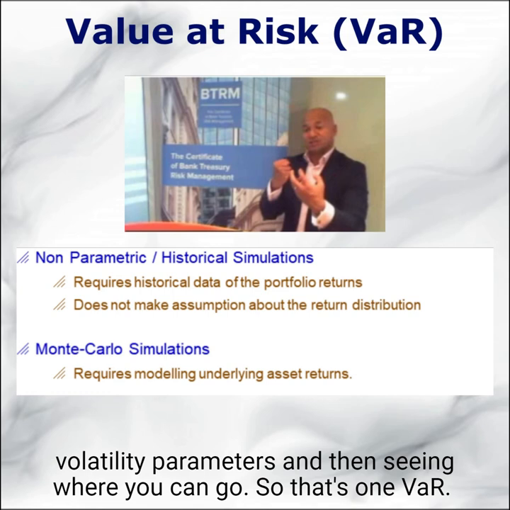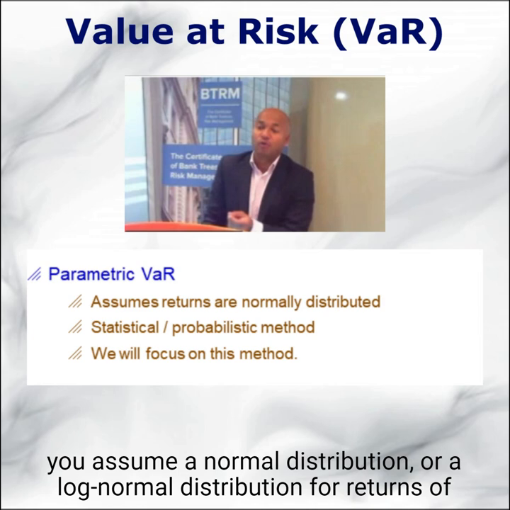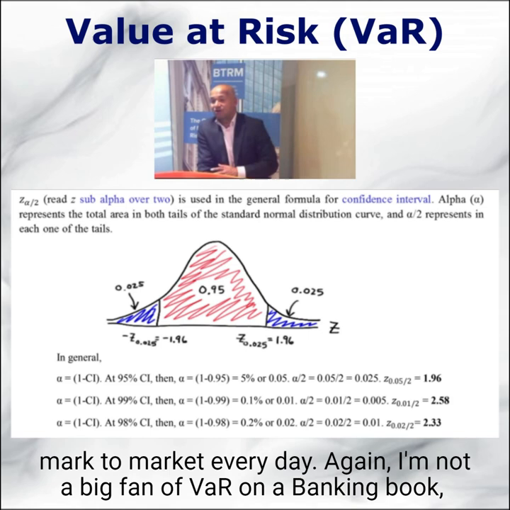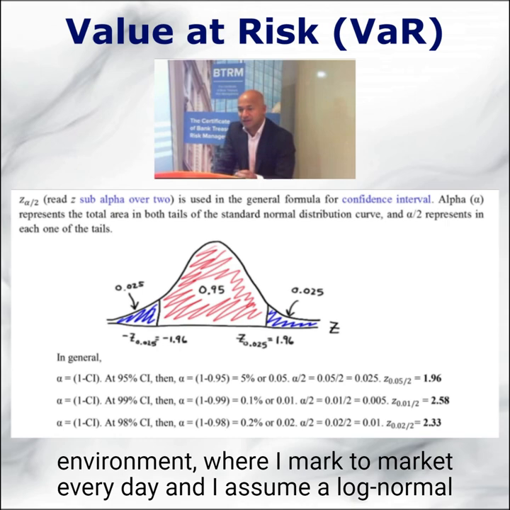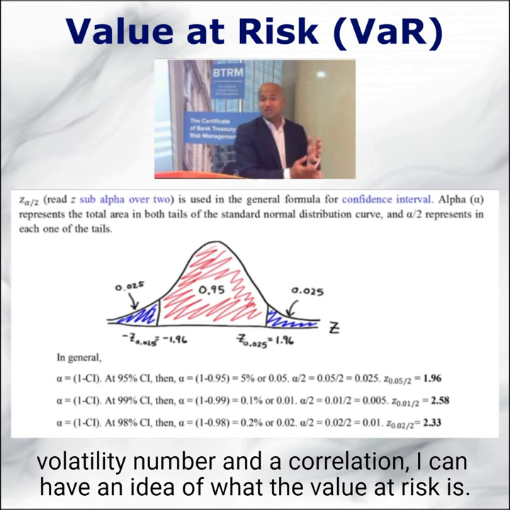So that's one VAR. And then the other one, the most common one, the original one, variance covariance, you assume a normal distribution or a log normal distribution for returns of a portfolio. So that's why it's really best suited to a trading book where you mark to market every day. Again, I'm not a big fan of VAR in a banking book, but it is what it is, so let's just live with it. But in a trading book environment where I mark to market every day and I assume a log normal distribution, then with that assumption, based on a volatility number and a correlation, I can have an idea what the value at risk is.